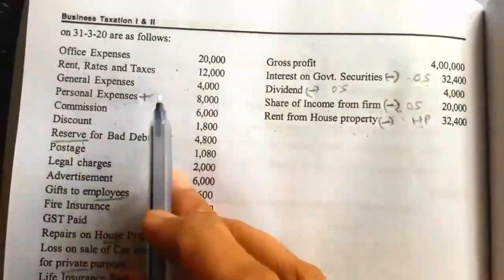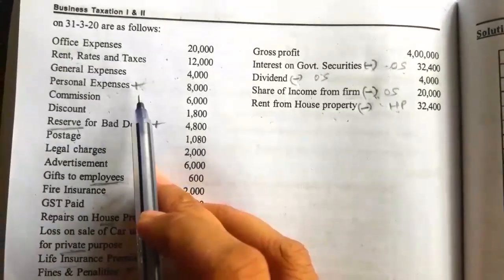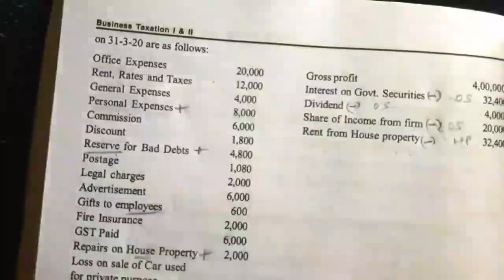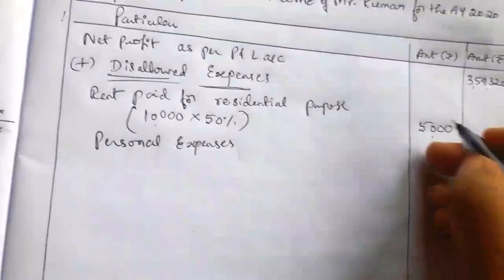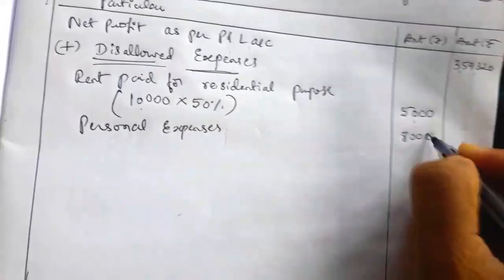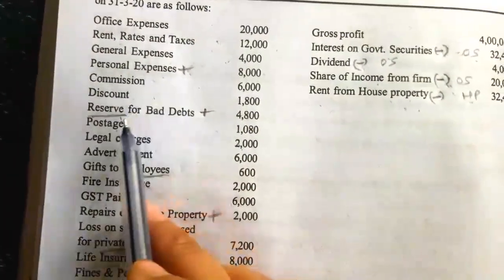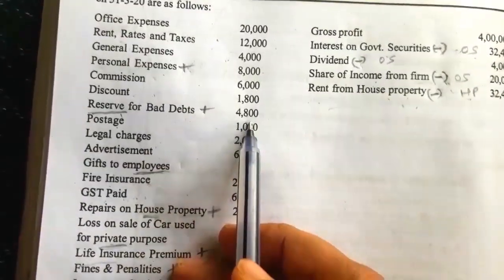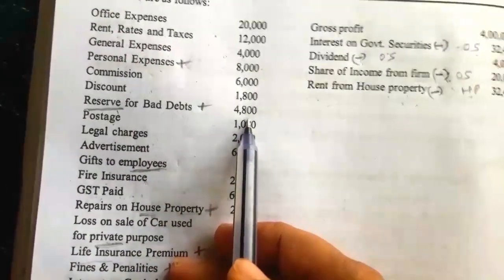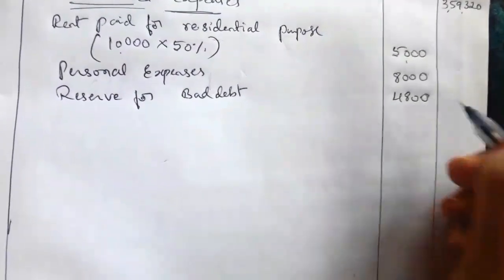Next, general expenses are allowed, personal expenses are disallowed. So under disallowed expenses we have to add personal expenses, amount 8,000. Next, commission allowed, discount allowed, reserve for bad debt is disallowed. So this 4,800 we have to take under disallowed expenses. Reserve for bad debt 4,800 is disallowed. Next one.